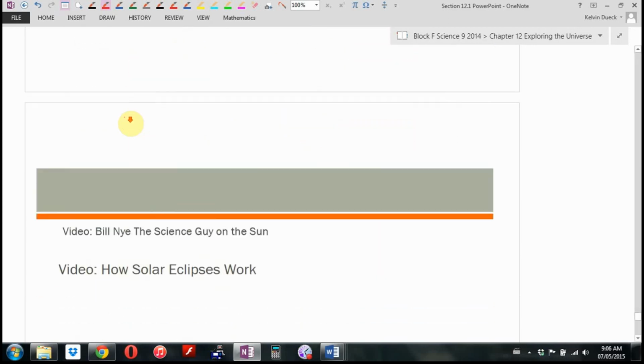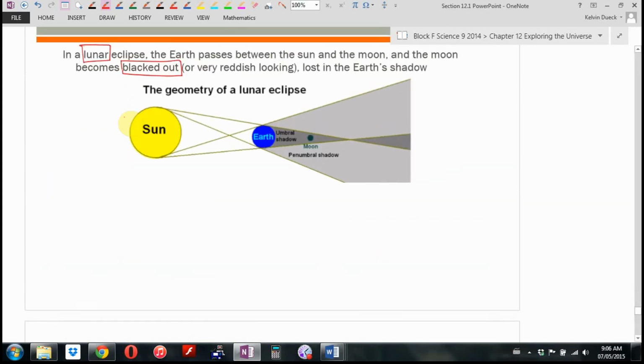Can you label this diagram as well? So this diagram, you have another blank one. Label the sun, label the Earth, label the moon, and then you have the penumbra or penumbral shadow and the umbra or umbral shadow. And again, although your diagram doesn't look exactly like mine, you can look at the arrows and figure out what they're talking about, yeah? Okay.